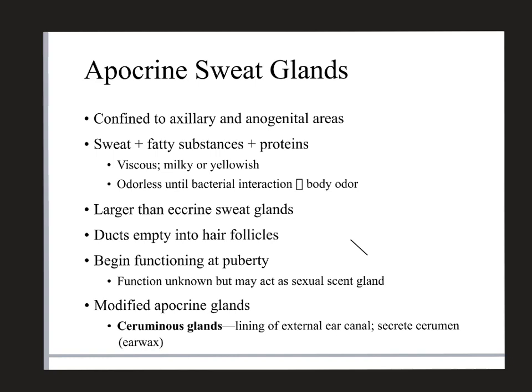The apocrine sweat glands are in the axillary and anogenital regions of the body, right? They have sweat and fatty substances, and even some proteins, but the difference is that fatty substance has a viscous, milky or yellowish tinge to it. Okay, so it's a little bit different than the sweat that's produced by eccrine sweat glands.